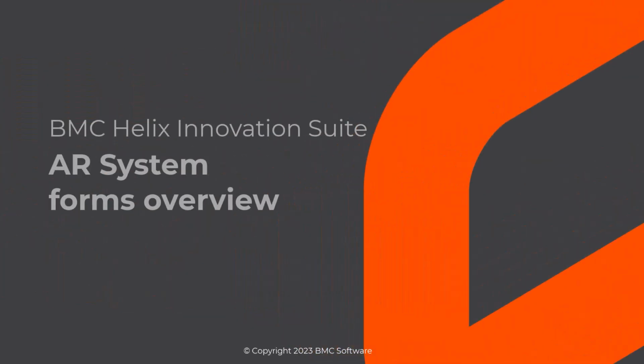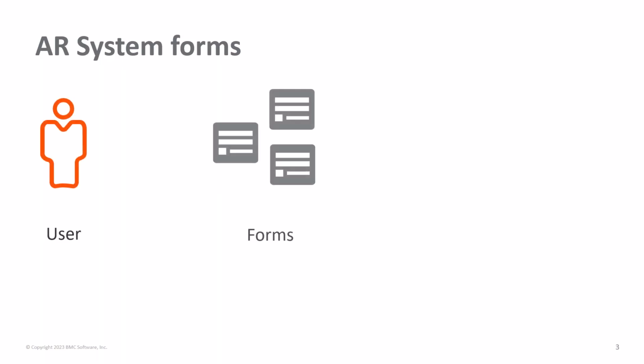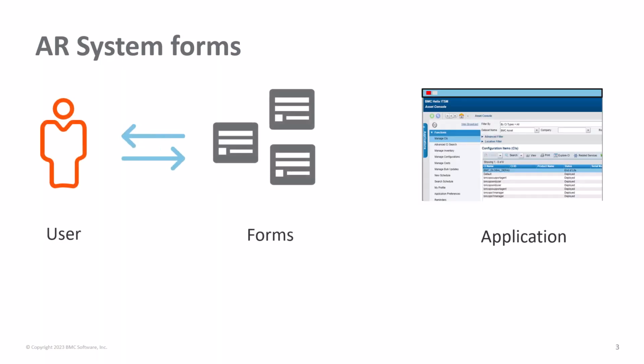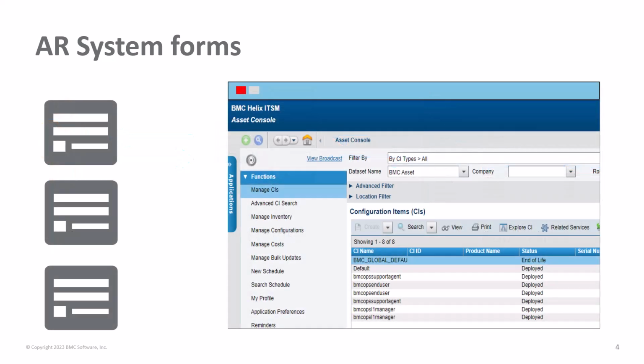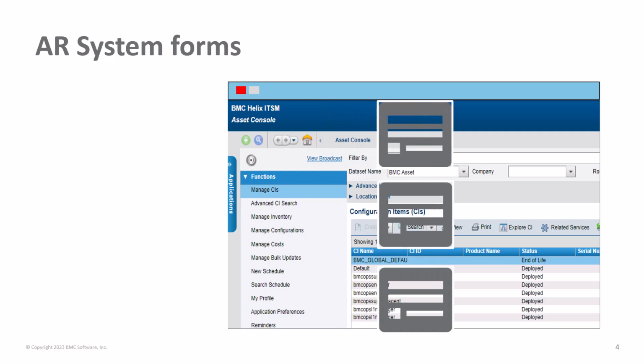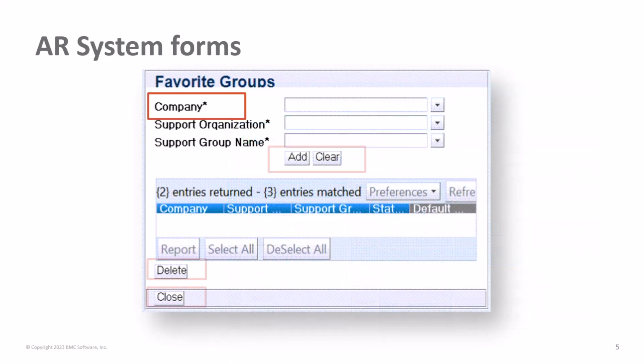Hello, this video gives an overview of different types of forms that are used by developers in Developer Studio. You can use forms to create an interface on the application to communicate with the user. You can have multiple forms that can be grouped into an application. A form has multiple visual elements like fields, buttons and text boxes that capture and display information.